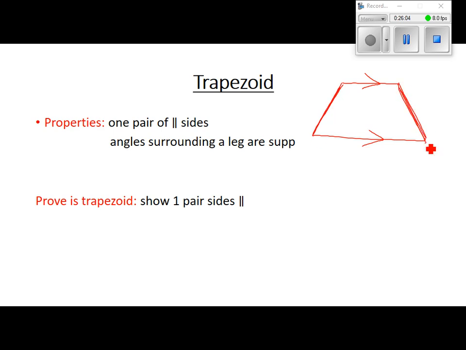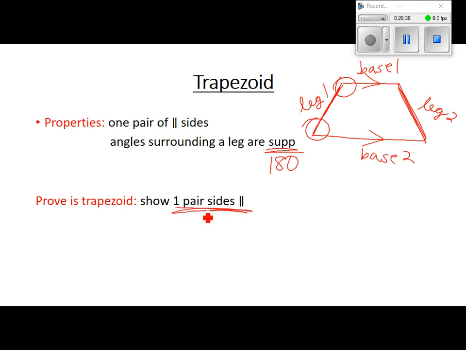The angles surrounding the leg are supplementary. Each of these two sides, that's a leg, this is a base, and this is a base. They're not the same, and the legs don't have to be the same, so we'll say leg 1, base 1, leg 2, base 2. But the angles surrounding one of those legs, each one of them, have to be supplementary. They have to add up to 180. To prove something's a trapezoid, all you got to do is show that one pair of sides is parallel.